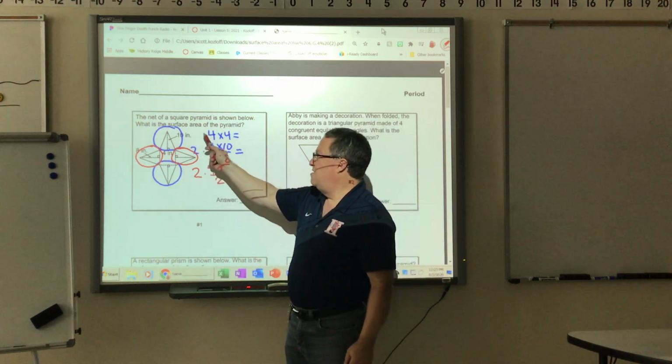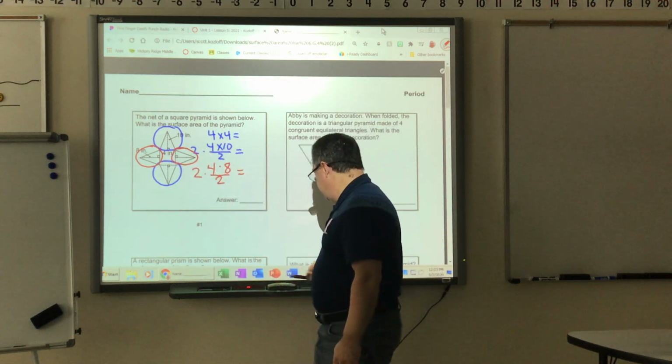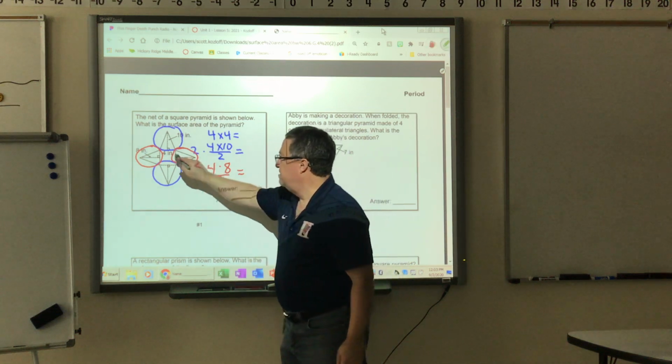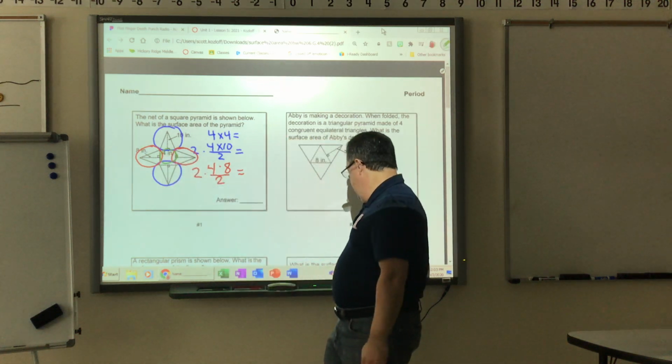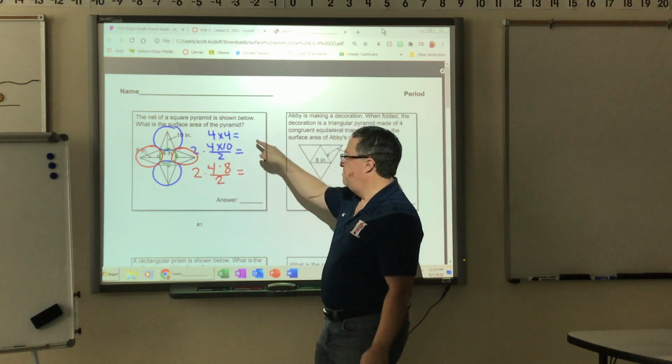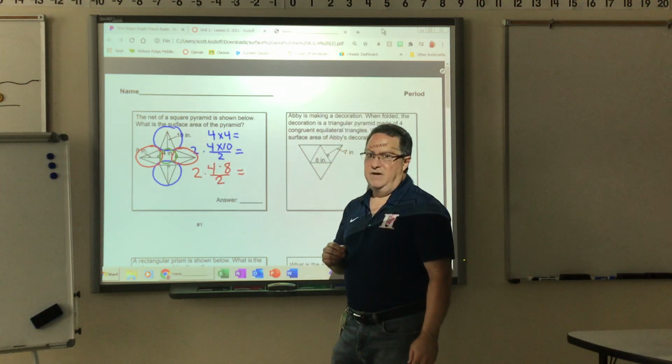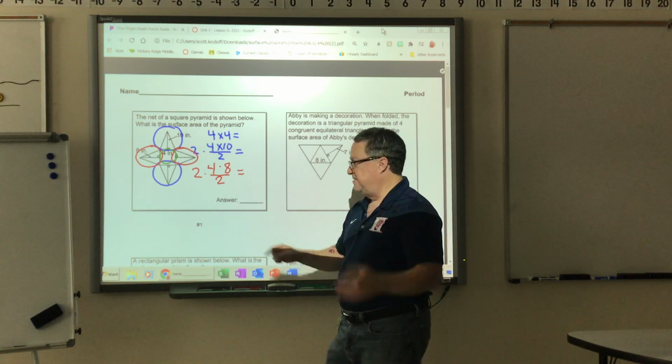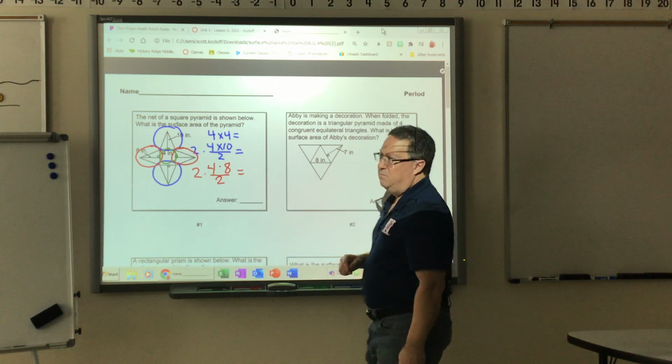So I'm going to do 4 times 4 for the center, which we'll just put in green, okay? And then I'm going to do the 2 triangles, multiply them both by 2, and get 3 different answers for 5 faces. Make sure you put your answer where it belongs.